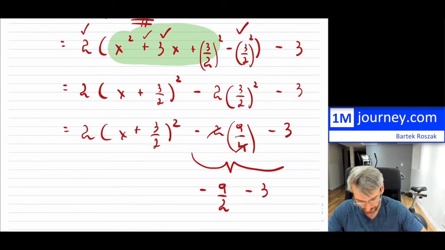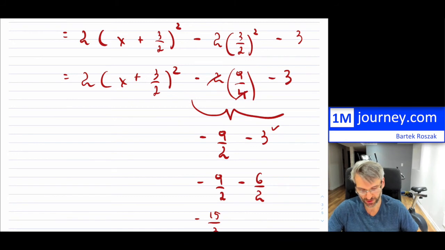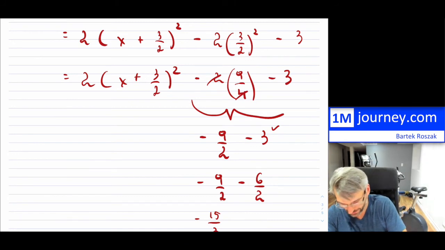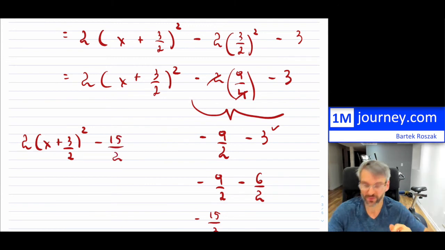There you have it. And that's going to give me -9/2. The 3, that's the same thing as 6/2. And that's going to be minus 15/2. All right. So in full, my quadratic after completing the square is this.